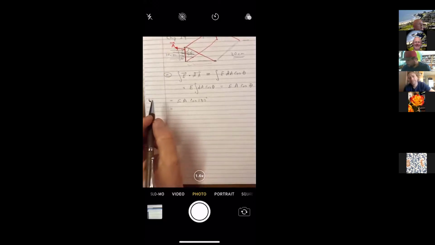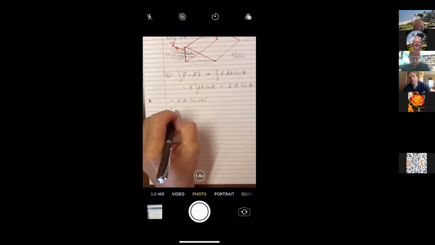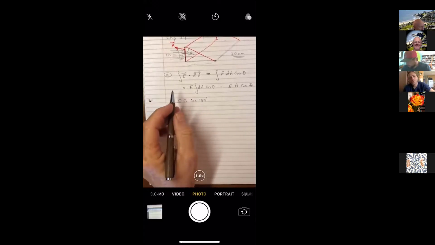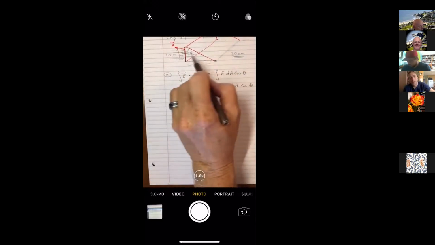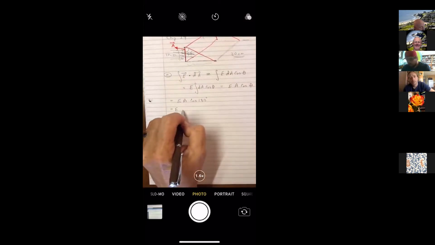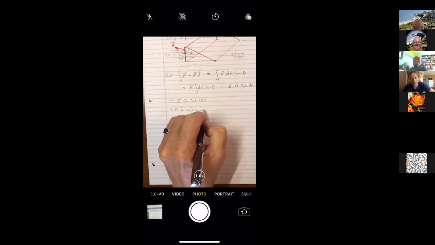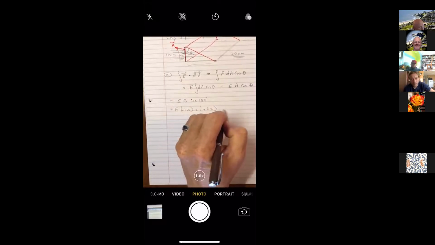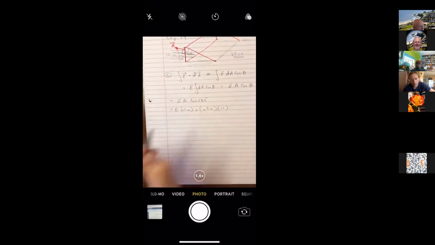Of course, the electric field, I forgot what the number was, but the area we could get from these dimensions, it would be 0.1 meters by 0.3 meters. And then there's our -1.